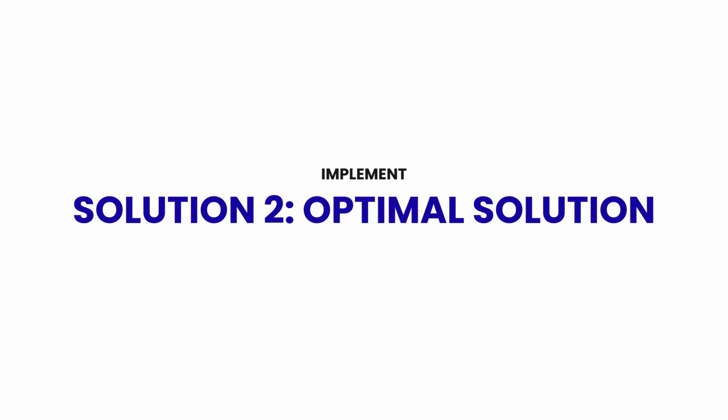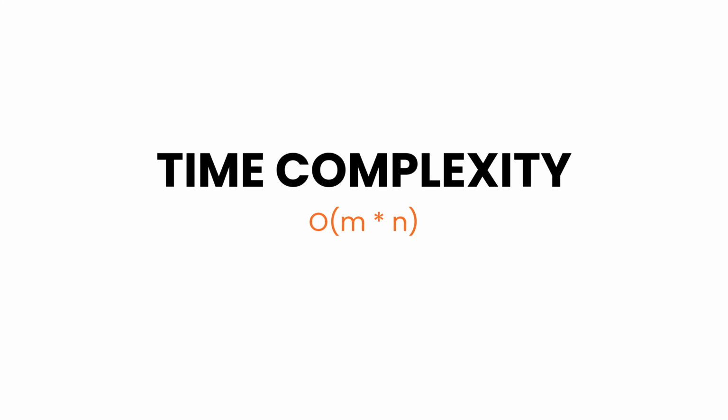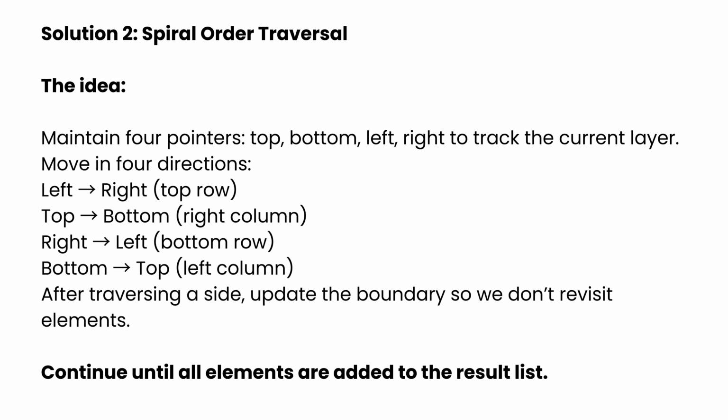This solution prints all elements of a matrix in spiral order, moving from the top row, then the right column, bottom row, and left column, layer by layer. We track the current boundaries of the layers in place. Time complexity: O(M×N), where M is the number of rows and N is the number of columns. Every element is visited exactly once.